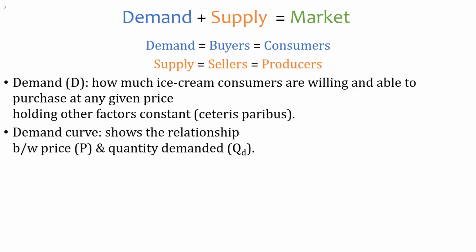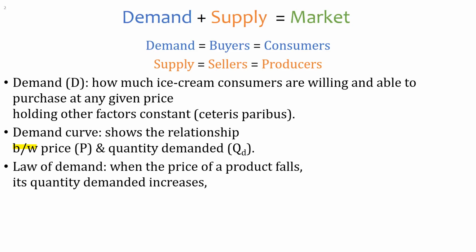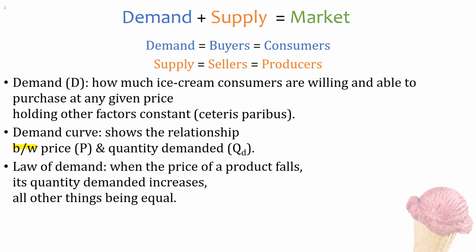We have a curve called the demand curve. Sometimes it's a straight line, sometimes it's curvy. It doesn't make a difference. The important thing is what it shows. It shows the relationship between price and quantity demanded. If you don't know what it is, you might want to write it down. The law of demand is a very intuitive thing. It says when the price of a product falls, its quantity demanded increases, all other things being equal. That again is the ceteris paribus assumption.